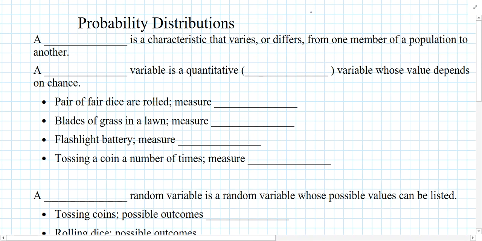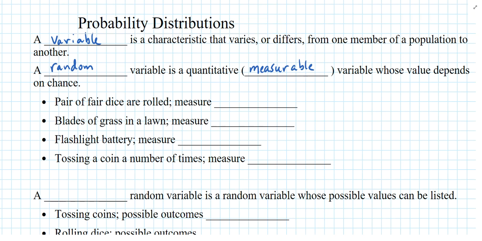Hello. In this video, I would like to share information about random variables and probabilities associated with them. A variable is a characteristic that varies or differs from one member of a population to another. A random variable is a quantitative or measurable variable whose value depends on chance.